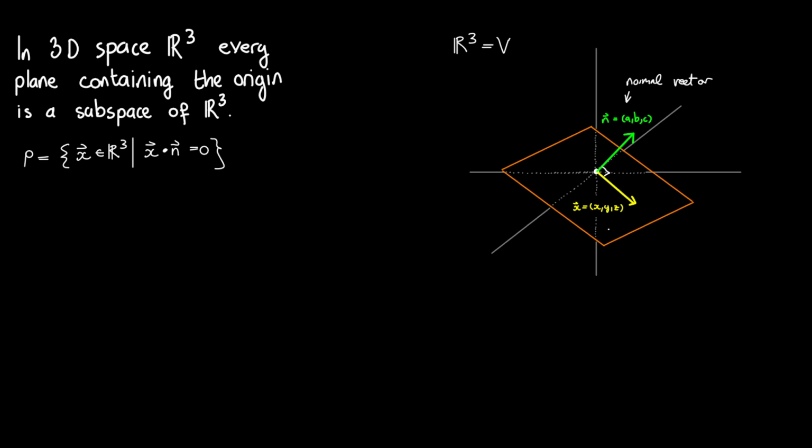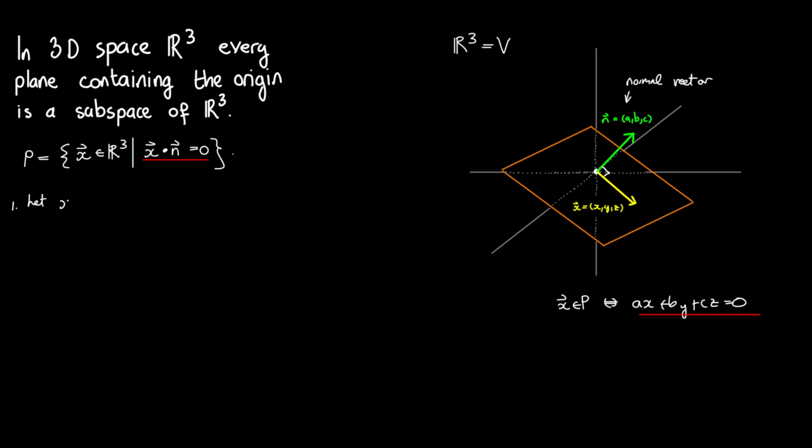Typically, another way of algebraically representing this is if you take the point x here, it's going to be in our plane if and only if ax plus by plus cz equals 0. But you will then just immediately see that this condition here is exactly this condition. Okay, good. So this is our plane, and we claim that this is a subspace. So let's first show that it's closed under vector addition.